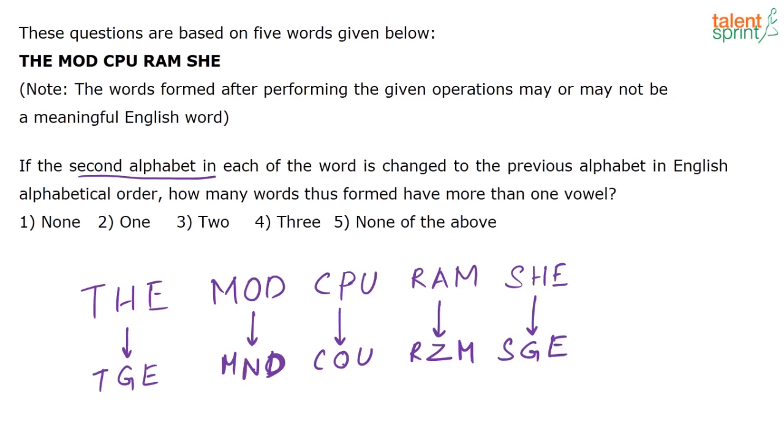Now, how many words have more than one vowel? How many vowels are there here? Only one is there, correct? E. Here, no vowels are there. Now, here, O and U, 2 vowels are there. Here again, no vowels are there. One vowel is there, E. So, how many words have more than one vowel? Only one word, correct? C-O-U. That is option 2. Only one word has more than one vowel in it. Hope it's clear. Let's move on to the next question.